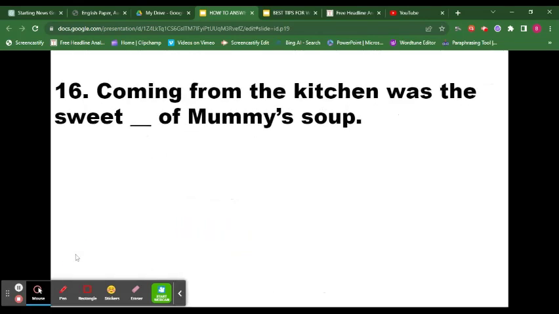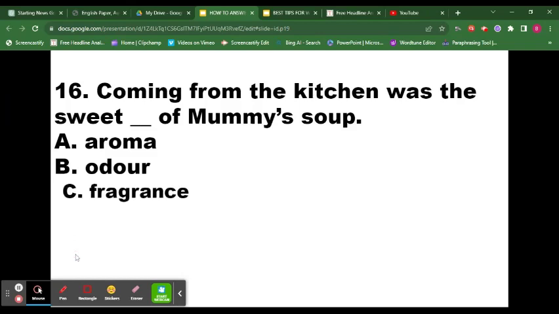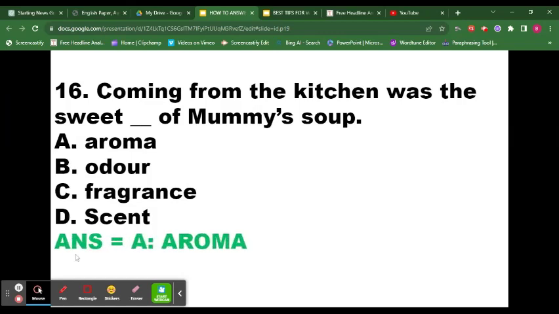Question 16. Coming from the kitchen was the sweet dash of mommy's soup. A, aroma. B, odor. C, fragrance. And D, scent. Of course, you use aroma to describe food. And so the correct answer is A, aroma.